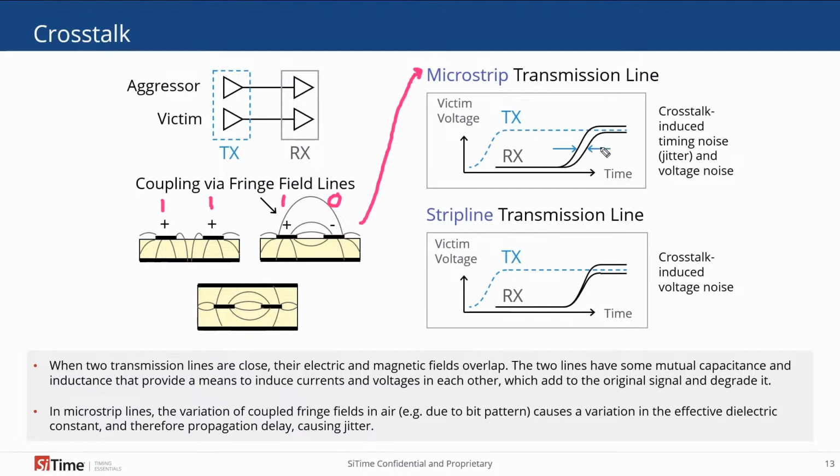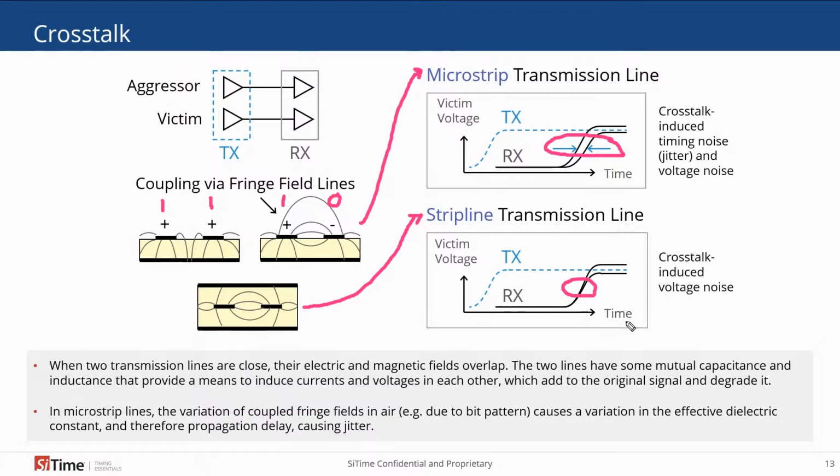In the microstrip transmission line, we can see differences depending upon the fringe field lines, which is a function in this case of the data pattern. If we move instead to a stripline case where we have dielectric above and below both conductors and planes of constant voltage, for example, power and ground above and below the conductors, then the electric fringe field lines are fairly consistent with the data pattern, and we end up with a much better jitter scenario.